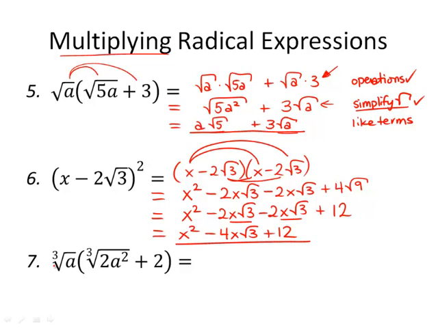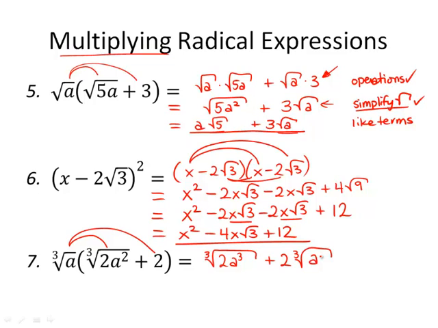Let's try this last question here. We've got cube roots, and remember cube roots mesh with cube roots, so that's great. Cube root of a times cube root of 2a squared is going to give us a cube root of everything multiplied inside, so 2a cubed. Cube root of a times 2 is just going to be plus 2 cube root of a.